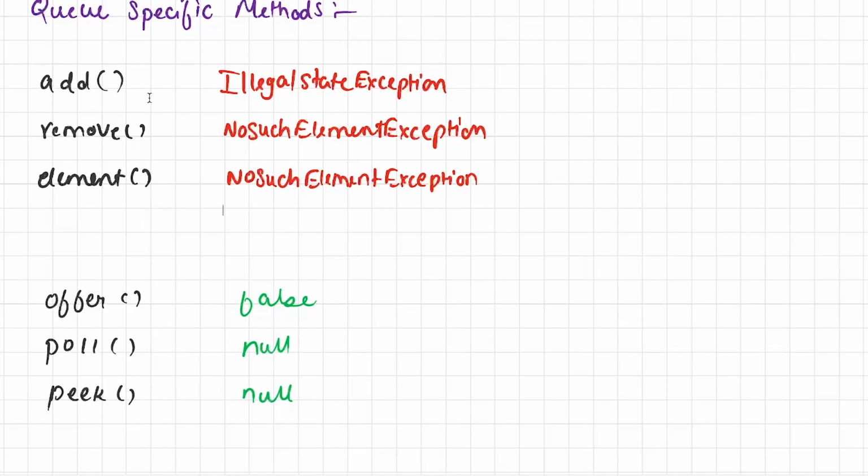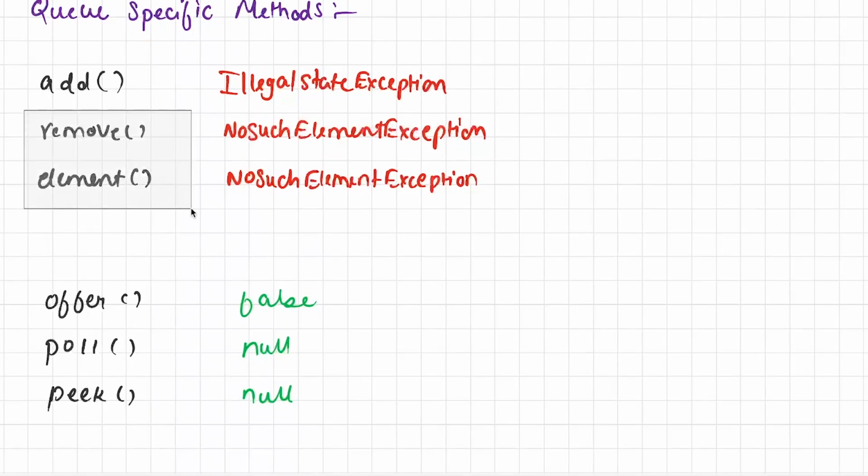For example, when you call the add method when the queue is full, it's going to throw an IllegalStateException. On the other hand, if you call the offer method, it simply returns false, and this false value indicates that the queue is full and we cannot add more elements to it.